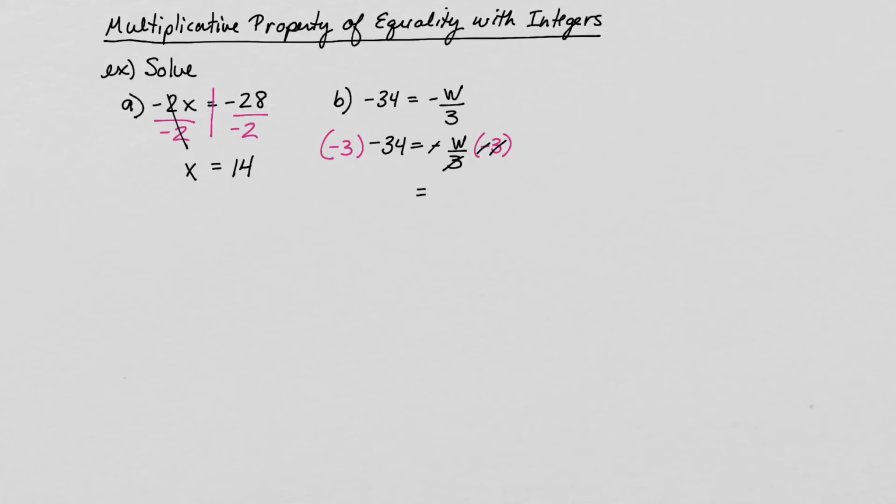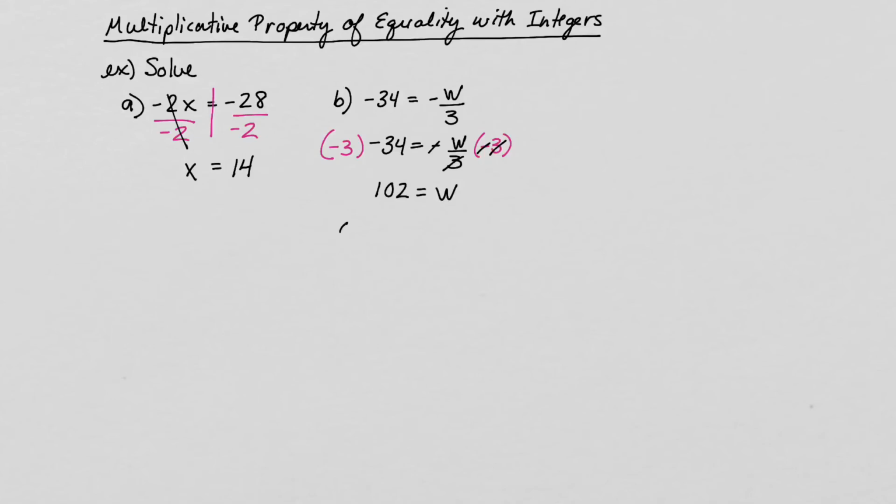So I'm just left with w, which is good. That's what I wanted. And then on the other side, I need to multiply negative 3 times negative 34. Negative times negative is a positive, so it's going to be a positive 102.